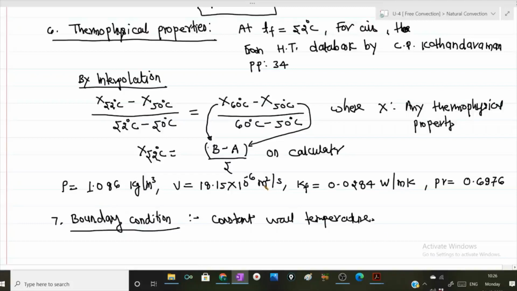Now this formula is going to save your time significantly. B minus A by 5. Let's say if I want to calculate density at 52 degrees Celsius, so A will be density at 50 degrees Celsius, B will be density at 60 degrees Celsius. After simplifying, all these temperature differences divided by 5 will give you 1.086 kg per meter cube. Likewise, you can calculate other properties.